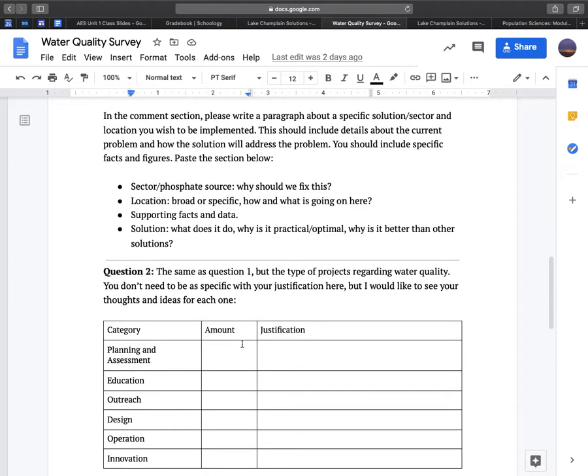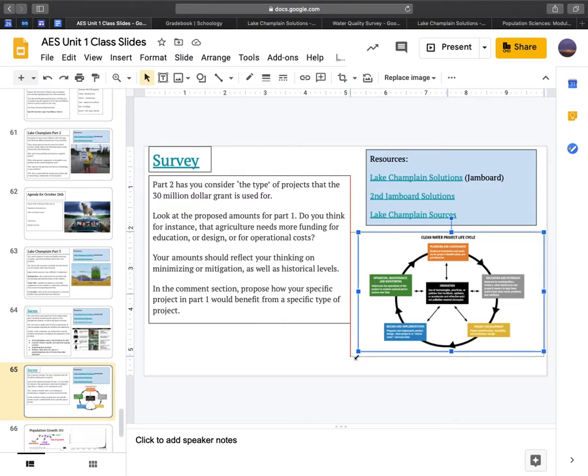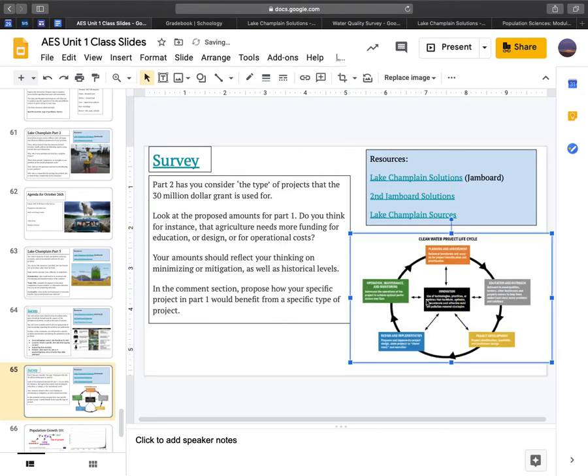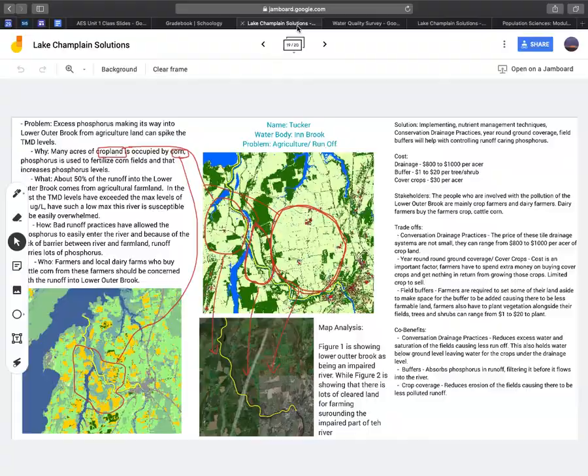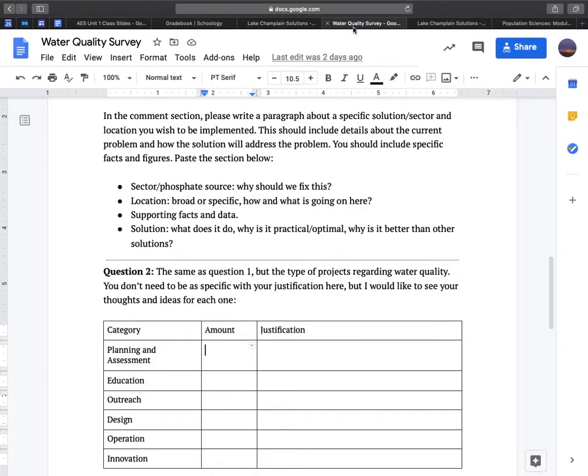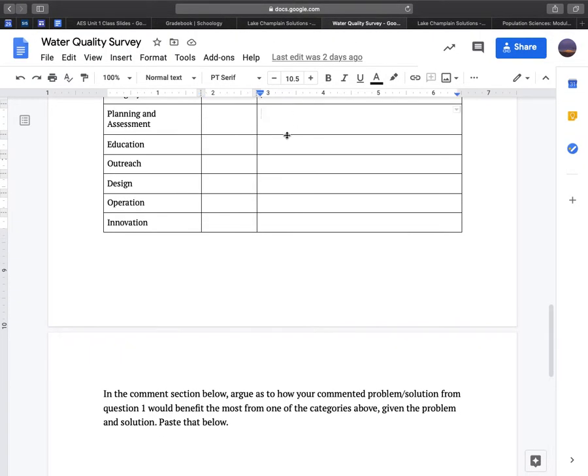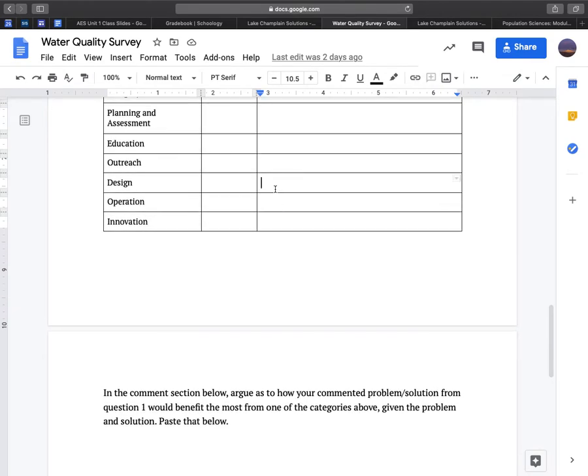Now the second question is all going to be about how you spend that money in terms of different projects. Each project is a specific part of the life cycle of a clean water project. It all starts with innovation, and that can then be used to implement planning, education, development, design, and operation and monitoring. Now, with all of that, you're also going to want to justify why you think each of these different 6 sectors are more important than other sectors.